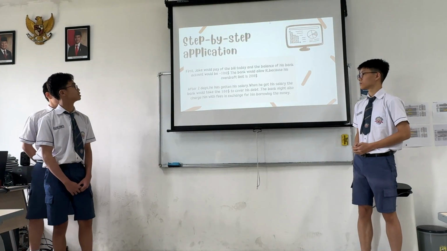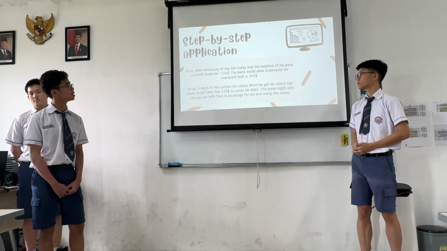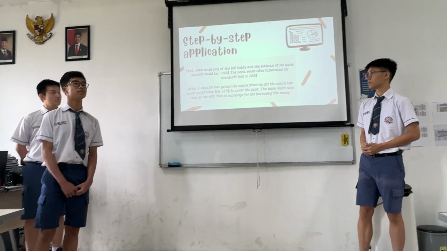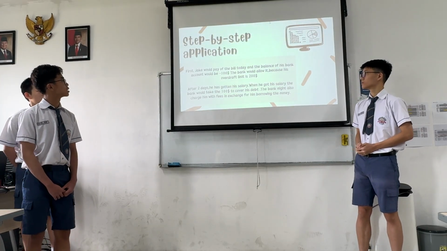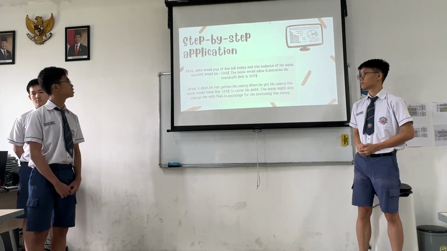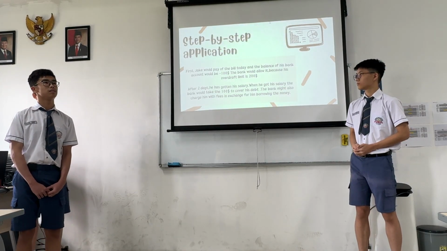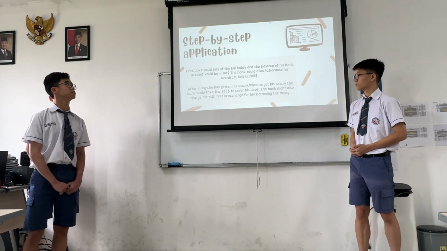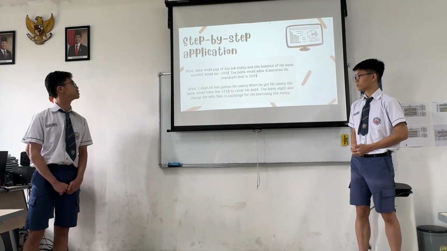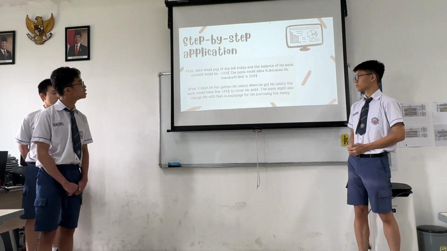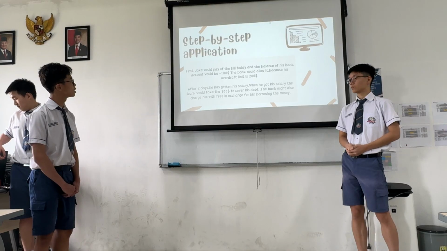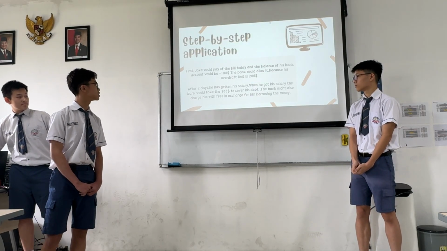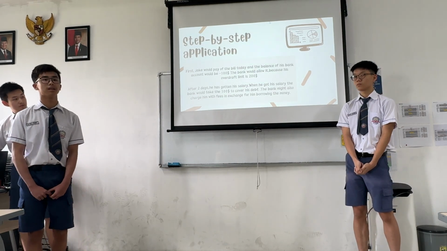Step by step. First, Jake will pay off the bill today, and the balance of his bank account will be negative $100. The bank would allow it because his overdraft limit is $200. So that means he cannot go below negative $200. After 2 days he got his salary, and the bank would take the $100 to cover his debt. The bank might also charge him fees in exchange for him borrowing the money.